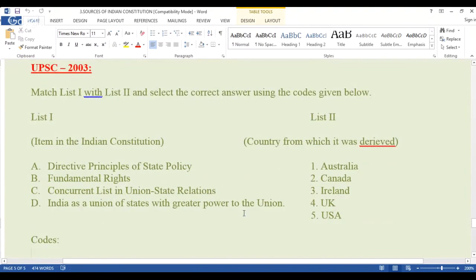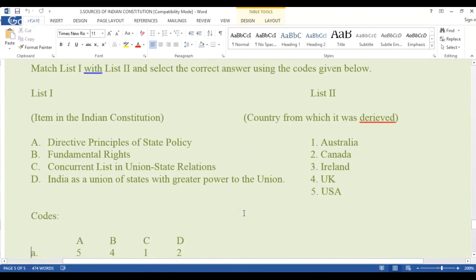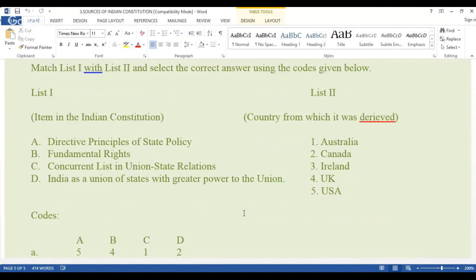Similar type of question. Match list 1 with list 2. So hopefully you can match it easily now. You may please have a look at that. Please match correctly.